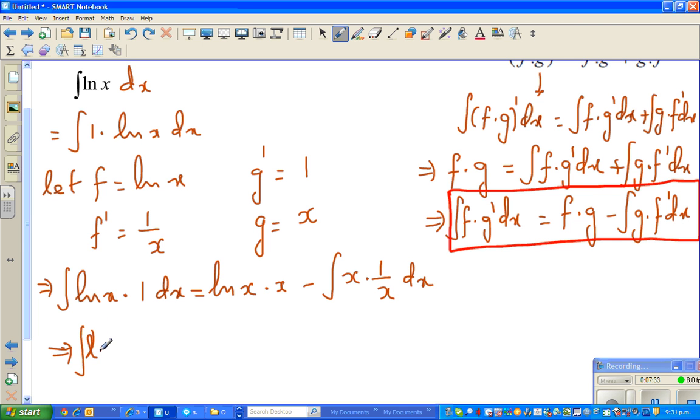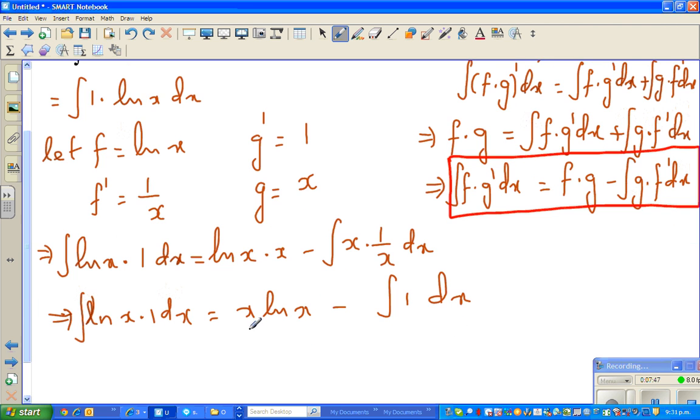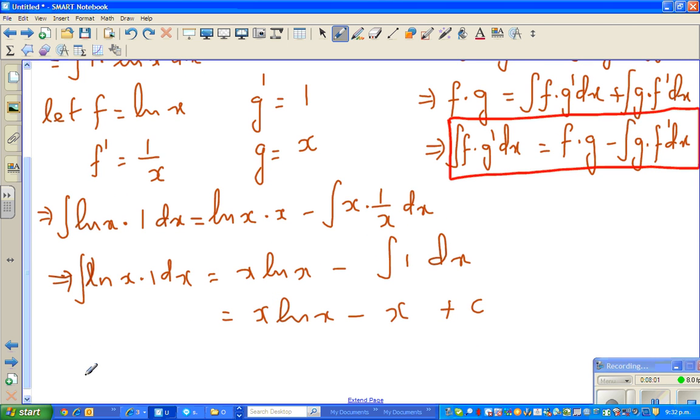So this implies integration of natural log of x dot 1 dx is x natural log of x minus integration of 1 dx. So this becomes x natural log of x minus integration of 1 with respect to x, which would be x, and then you have to put the constant of integration. So finally, we got integration of natural log of x dx is equal to x natural log of x minus x plus c.